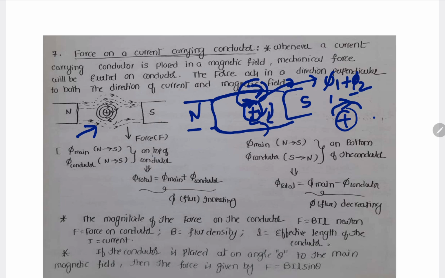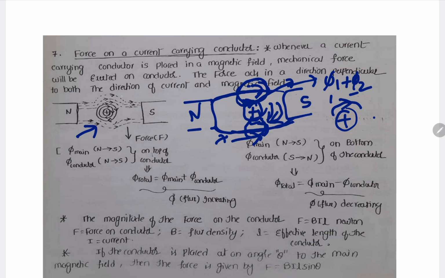And on the bottom, the main field flux is from left to right, and the conductor flux is from right to left. So both fluxes get subtracted. On the top of the conductor the magnetic field is strengthening, on the bottom of the conductor the magnetic field is weakening. Because of this unequal distribution of the flux, the force is going to exert on the conductor.